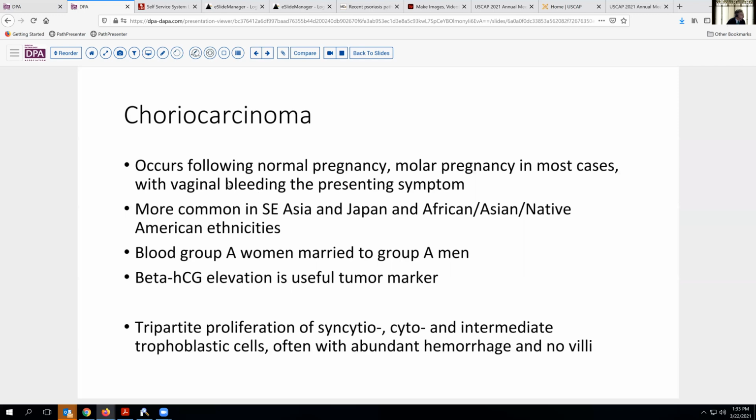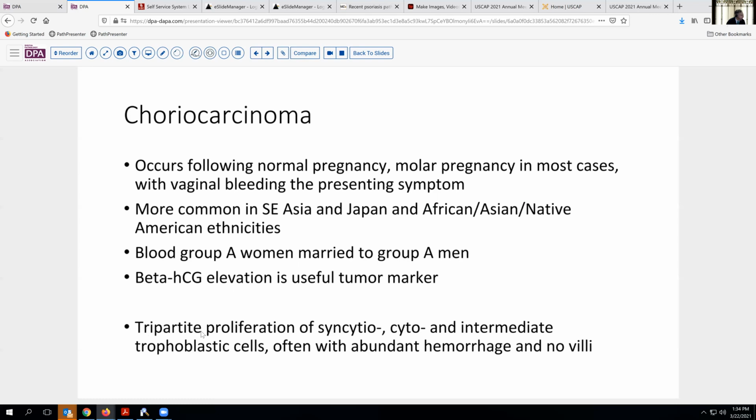This usually occurs proximate to a normal pregnancy or a molar pregnancy, and vaginal bleeding is the presenting symptom. It is more common in Southeast Asia and Japan, as well as in African, Asian, and Native American ethnicities elsewhere. This may be related to the prevalence of blood group A in these women, especially if they've been married to a blood group A man. These tumors typically do have beta-HCG elevation. Those are the multinucleate giant cells.